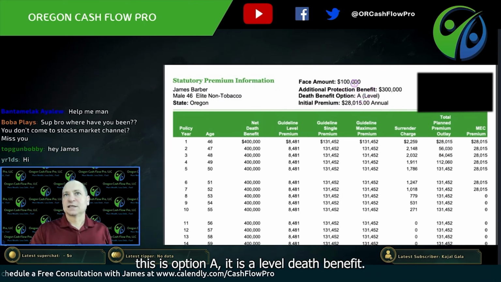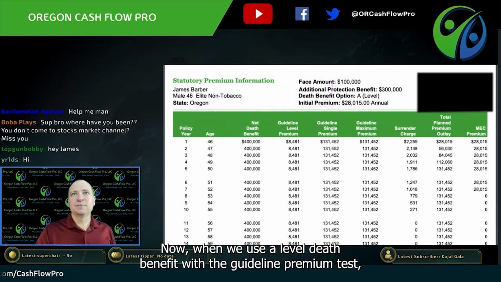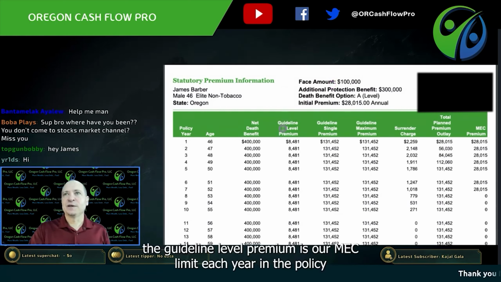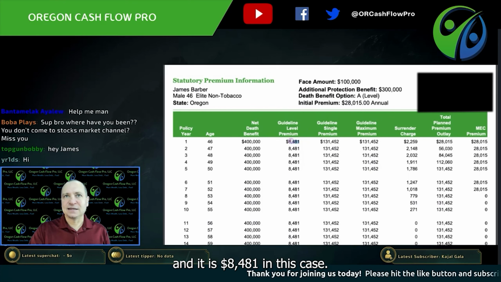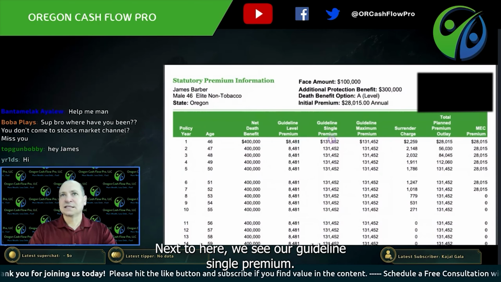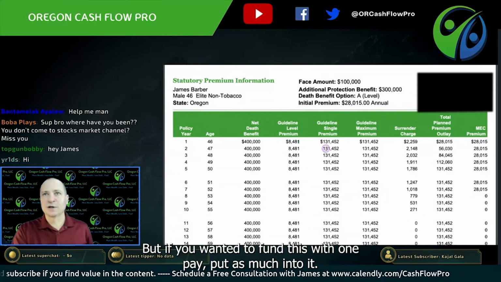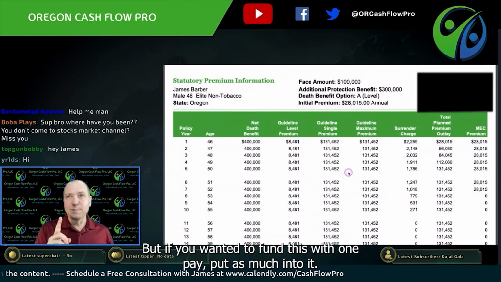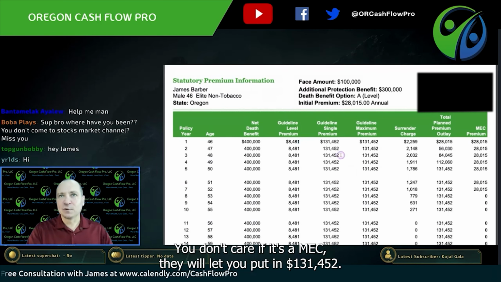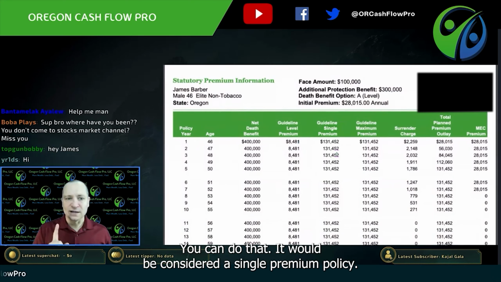So you can see this is the same. This is option A, this is a level death benefit. Now, when we use a level death benefit with the guideline premium test, the guideline level premium is our MEC limit each year in the policy. And it is $8,481 in this case. Next to here, we see our guideline single premium. That's an automatic modified endowment contract. But if you wanted to fund this with 1 pay, put as much into it, and you don't care if it's a MEC, they will let you put in $131,452. You can do that. That would be considered a single premium policy.